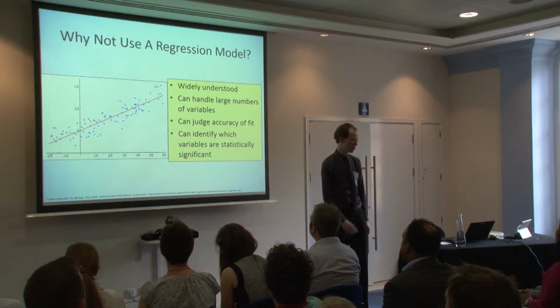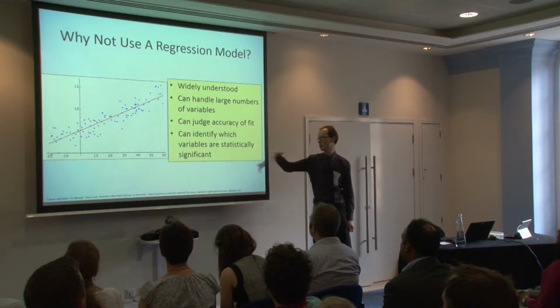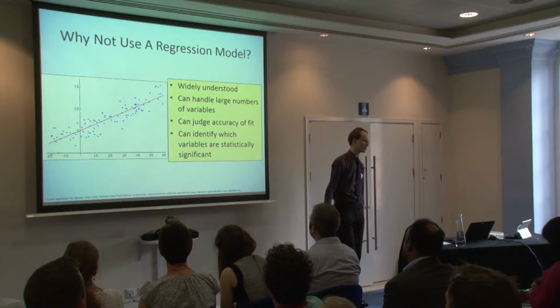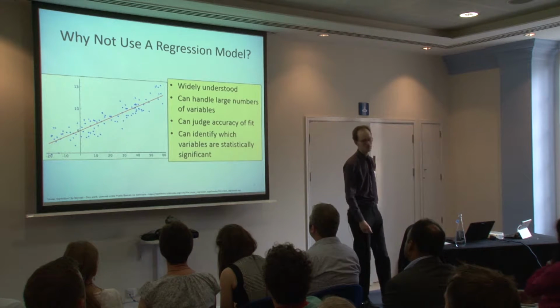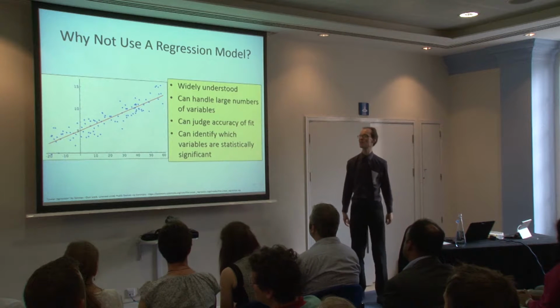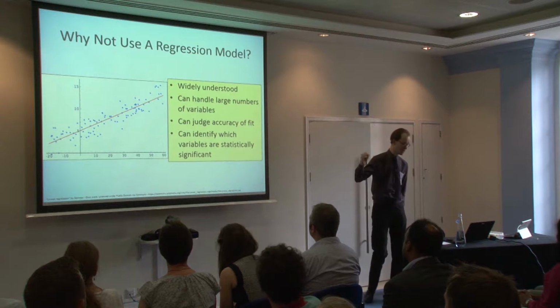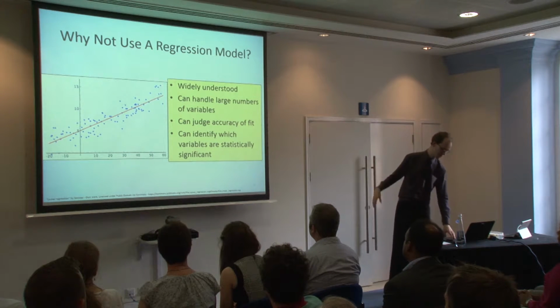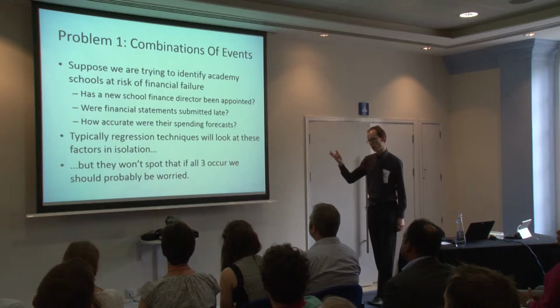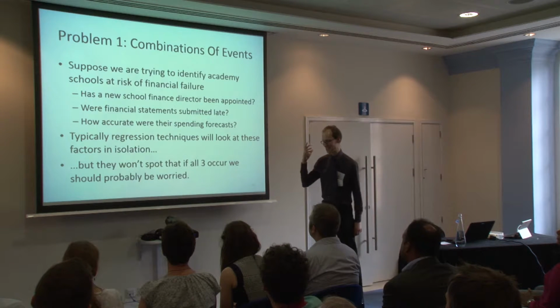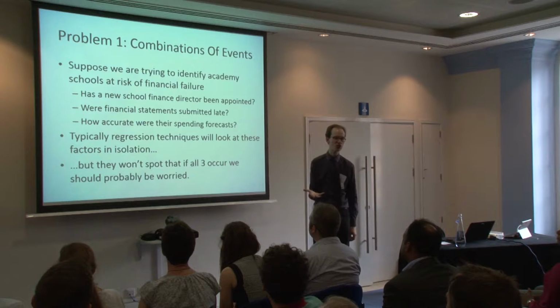You put your spots on the graph, you draw a line through it, we can see whether variables are statistically significant, we can do analysis of variance, we understand how this works. What's wrong with all of that? In terms of the work I do, 2 key things. Firstly, combinations of events, which regression approaches can struggle with.